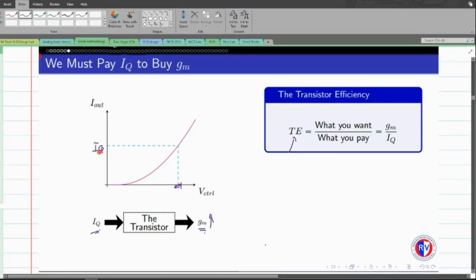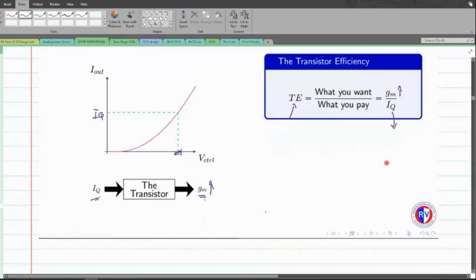Okay, now in general, we want this GM to be as high as possible without spending much of the bias current to the circuit. If I am able to do that, we end up having a very large transistor efficiency, and the power that I'm spending also would be very small. Okay, so that is the beauty of this particular formulation.